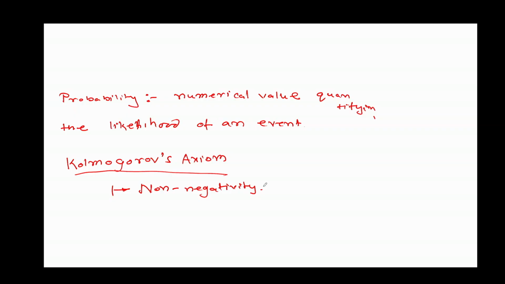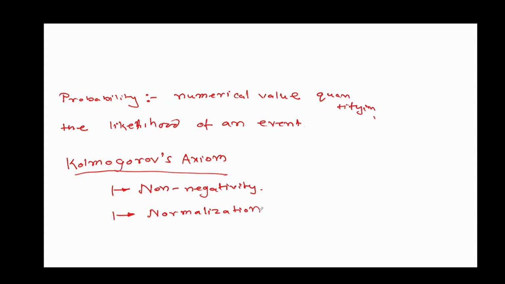What is the second axiom? Probability of sample space, and that is known as the normalization. That if there is a probability and if you take it over the sample space, that is you are kind of normalizing it, you should get 1. Okay. So, the second axiom is about normalization.